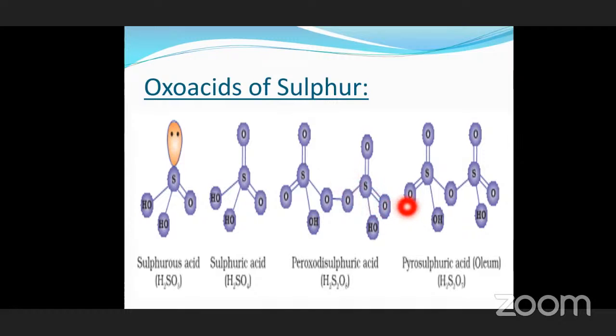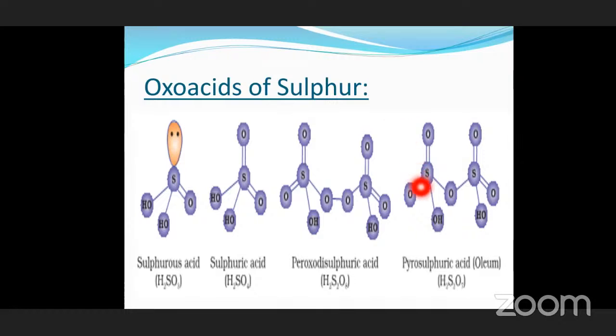Okay. Then the fourth one is pyrosulfuric acid. That is also called oleum. The previous one is peroxo, and this is pyro. So the formula is H2S2O7. Here H2S2O8 is the peroxo acid, and H2S2O7 is oleum.